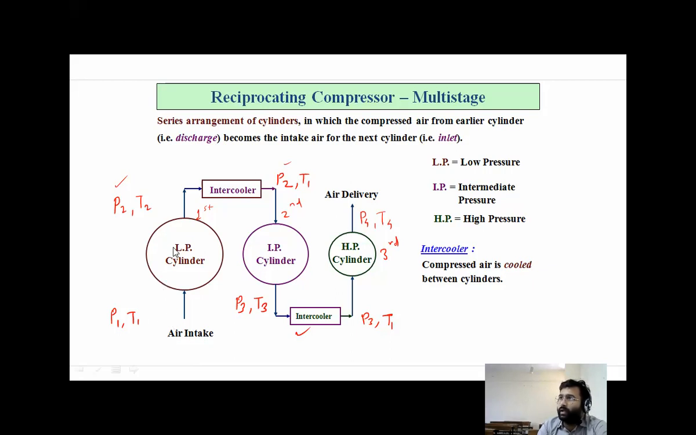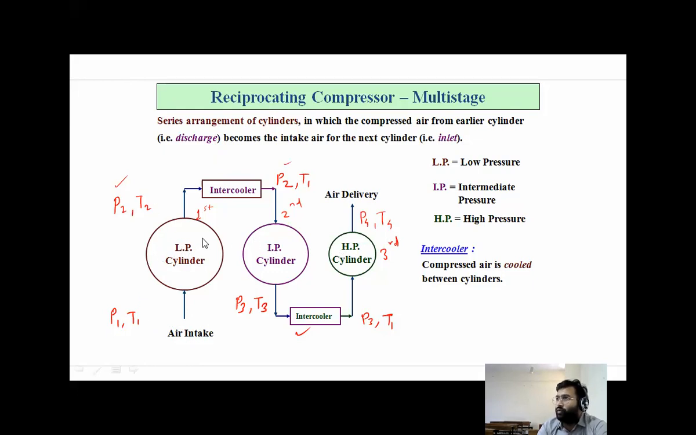So there are 3 cylinders here: low pressure cylinder, intermediate pressure cylinder, and high pressure cylinder. So there is air intake. Air comes in at T1. Mostly it is 1 bar and 30 degrees Celsius. Now I am compressing at low pressure, so its pressure increases to P2, temperature increases to T2.